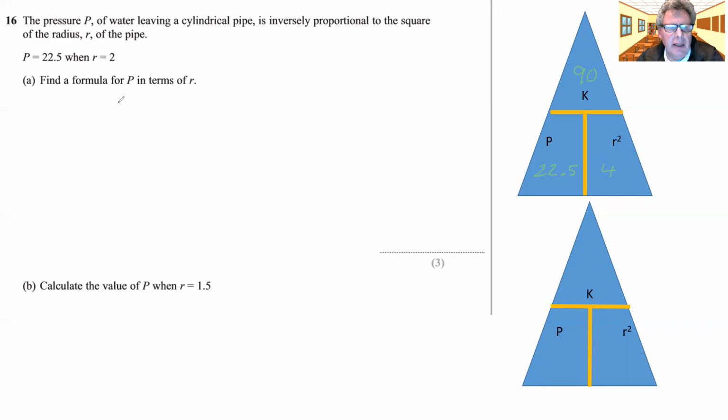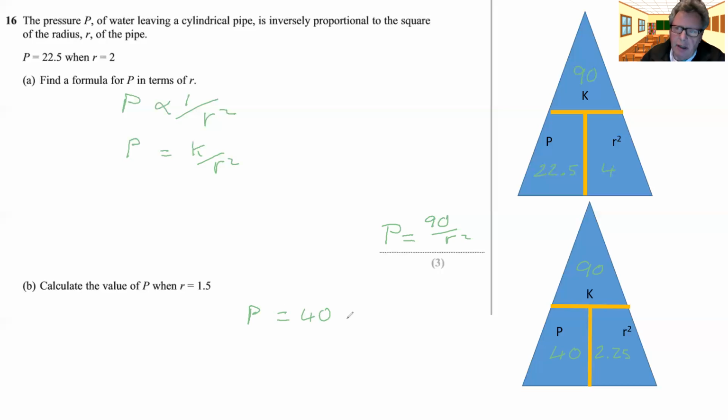So what we've said is that P is inversely proportional to R squared. So we're going to rewrite that as P equals K over R squared. But we now know that K is 90. So on our answer line for our formula, we can write P is 90 over R squared. Then what we now do is use K. So we know that's 90, so put 90 in there. R is 1.5, so R squared is going to be 2.25. And that's going to mean P is 40. So P is 40.